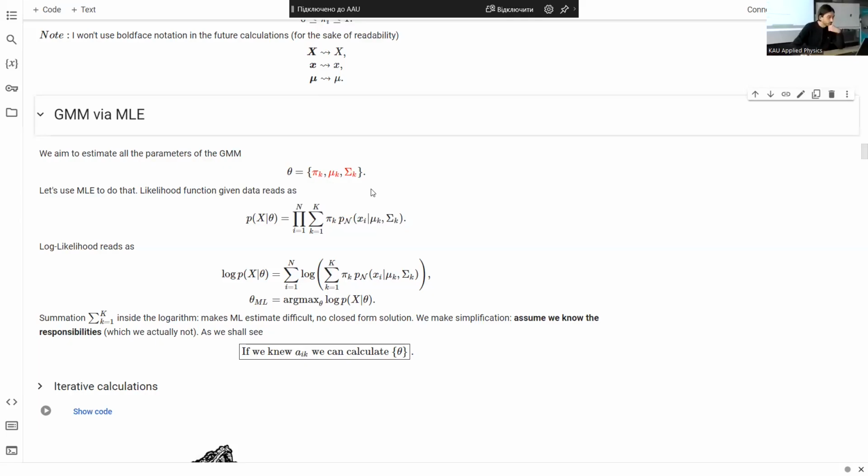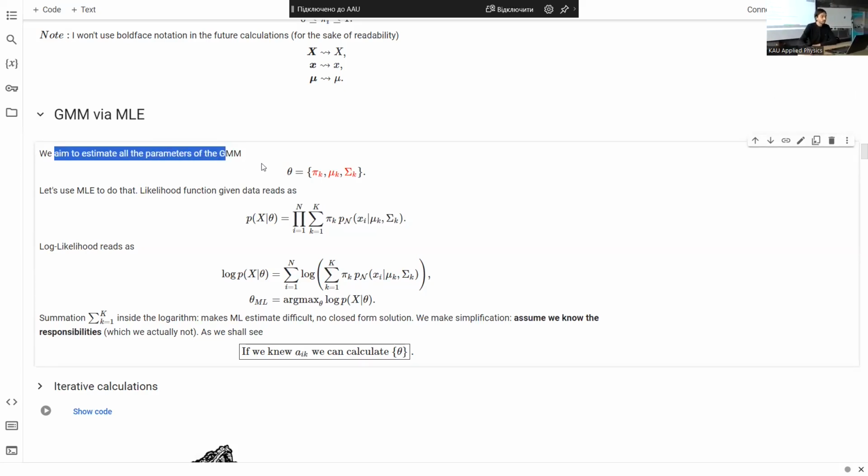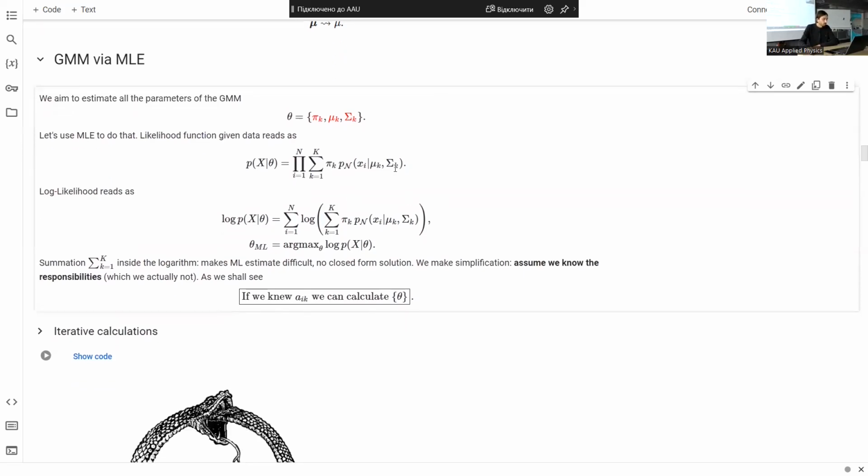Okay. So now what do we have? Now we aim to estimate the parameters of GMM. So my theta is basically pi k, mu k, and sigma k. Now let's do what? We need a likelihood function. The likelihood function is this, well, scary looking expression.